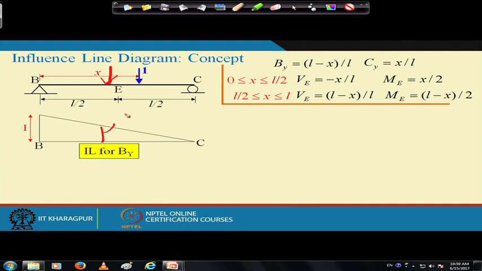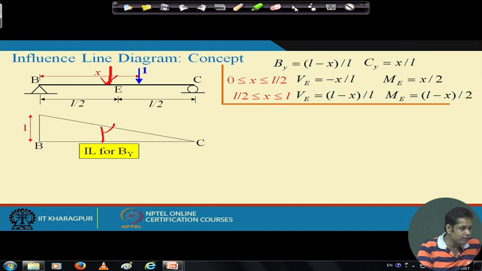So, if we have this diagram, then we do not have to solve the problem again and again. What we have to do is, we know the location of the load, and we read the value of y in this diagram, and that ordinate will give us the reaction at B. This graphical representation is called the influence line diagram. So, this is the influence line diagram for B y, meaning it is a line diagram which tells you the influence of the unit load on the support reaction at B.